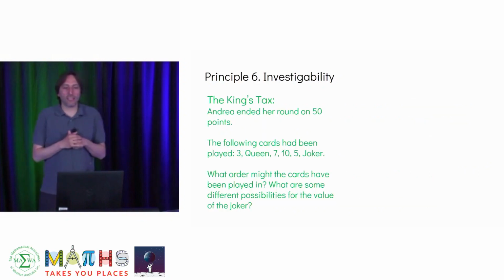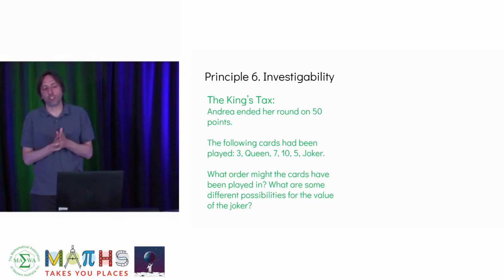Okay, let's think about the King's Tax. Here's an investigation. Andrea ended her round on 50 points. So she scored 50 points for that round.